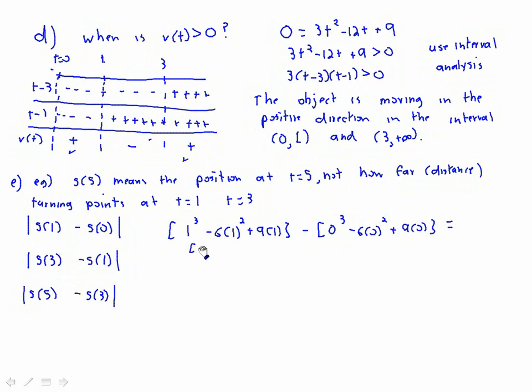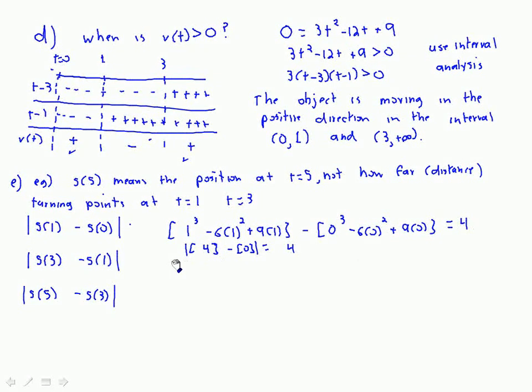I'll go down below for this one. It's pretty routine. You get 1 minus 6 plus 9. So that should be 4. And then 4 minus 0 is equal to 4. And of course, this is just the absolute value of that. So we went 4 meters in that section.